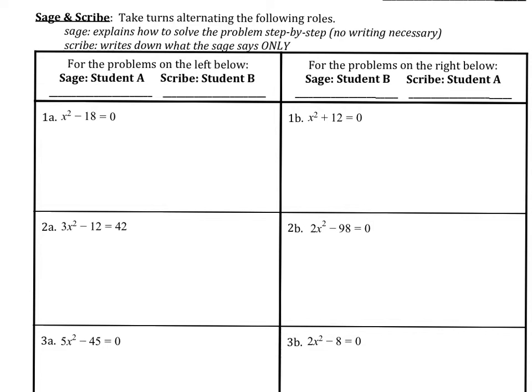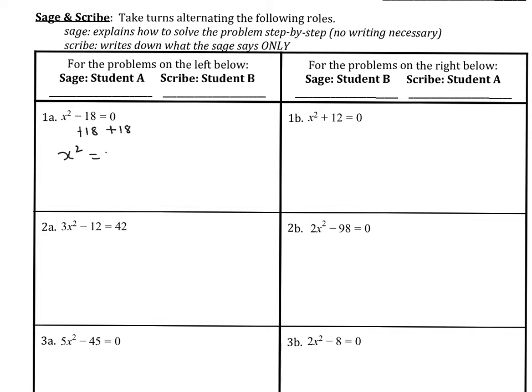I'm going to do all the numbers on one side, and student or you can participate with me to do all the numbers on the other side. So I'm going to do number 1a. For 1a I'm going to solve for x. It means we need to isolate the x term. So plus 18 on both sides.